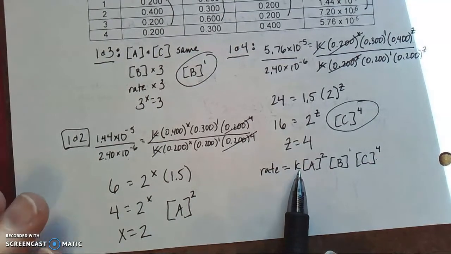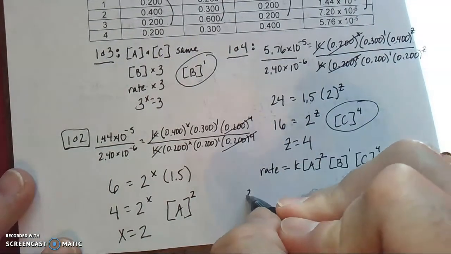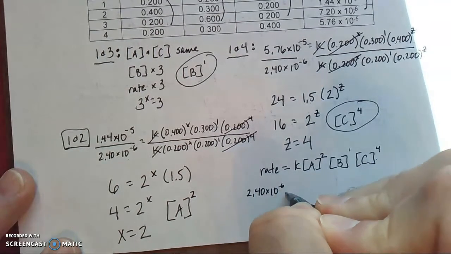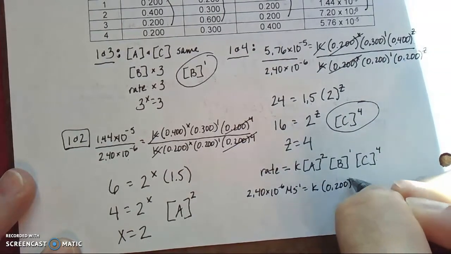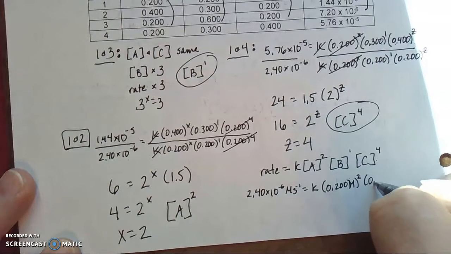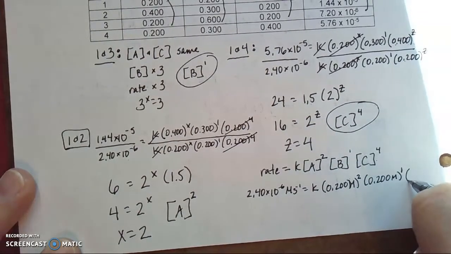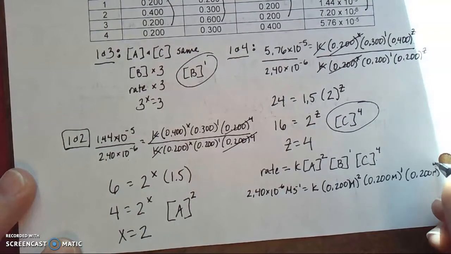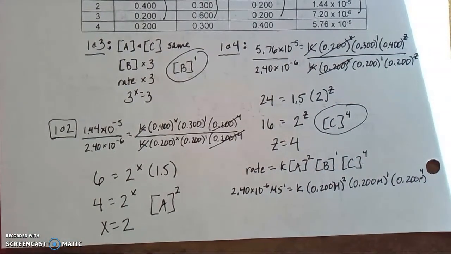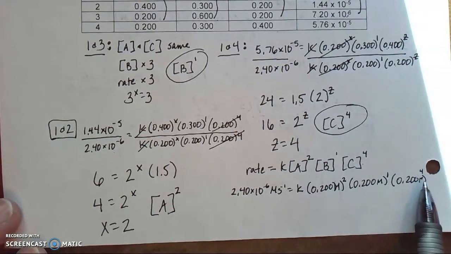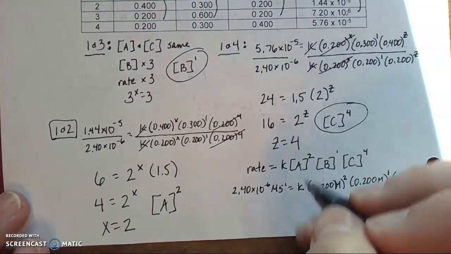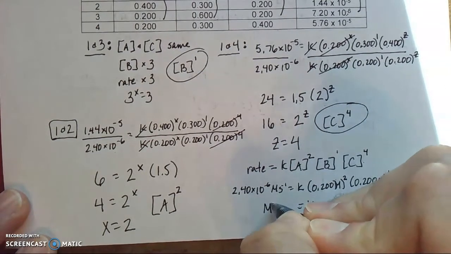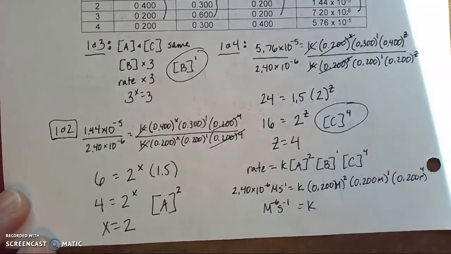And now I can solve for k. So I'm going to put the rate in, 2.40 times 10 to the minus 6 moles seconds to negative 1 is equal to k times 0.200 molar squared times 0.200 molar to the first times 0.200 molar to the fourth. And now I can solve that, and I have 2 plus 1 is 3 plus 4 more M's is M to the 7th. I have 1 M over here. So my units on k are going to be M to the minus 6, s to the minus 1.